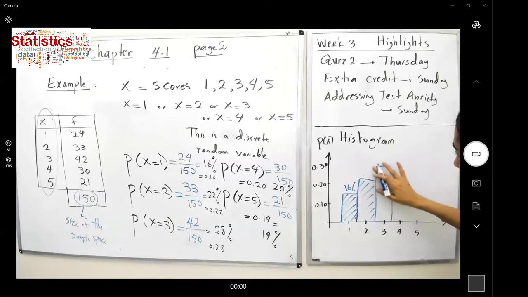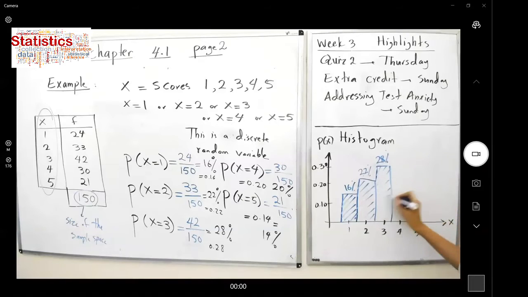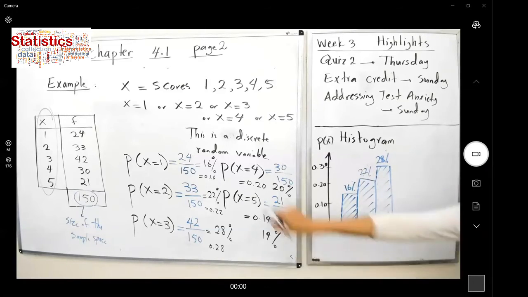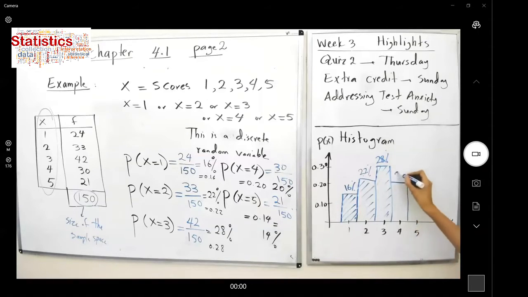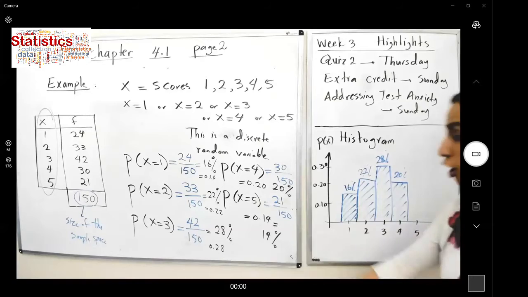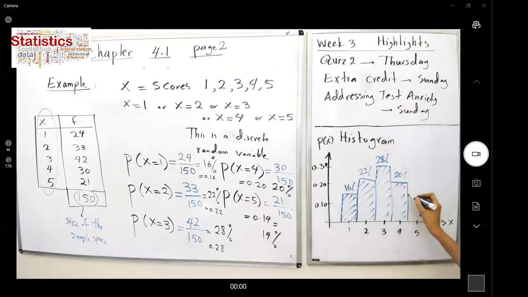So let me just write this right here, 28%, and this is my third bar. Okay, if x is equal to 4, I have 20%. 20%, very well. Let's go a little bit further down. And finally, when x is equal to 5, you have a 14% chance, which is roughly here.